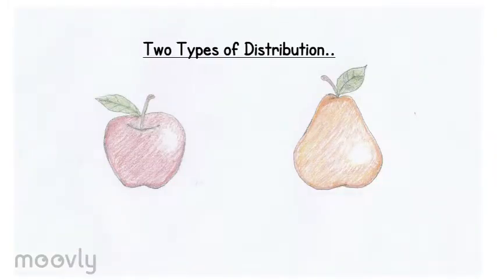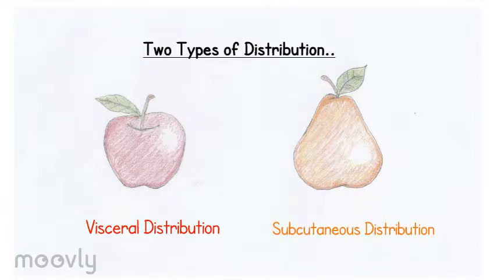There are two different types of adipose tissue distribution in overweight individuals. Visceral is a central fat distribution found in the upper body of men, which portrays an apple shape. Subcutaneous is a peripheral fat distribution found in the lower body of women, which portrays a pear shape.